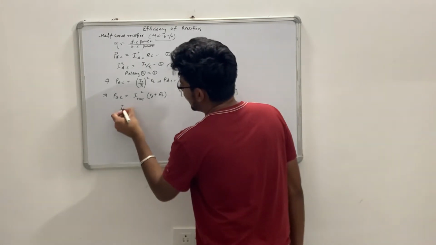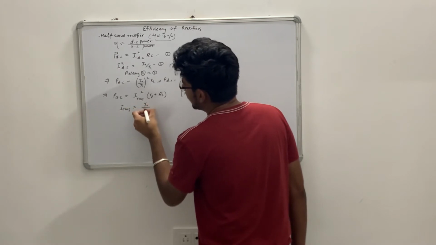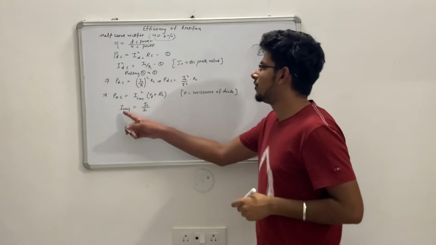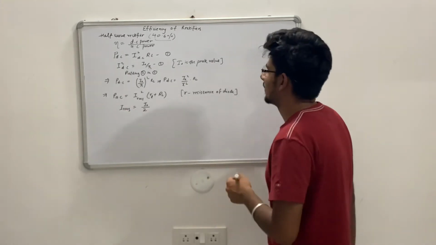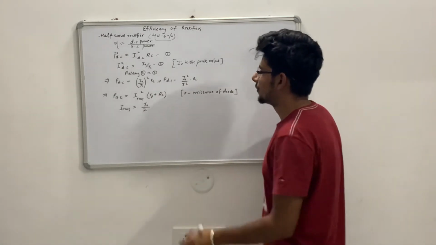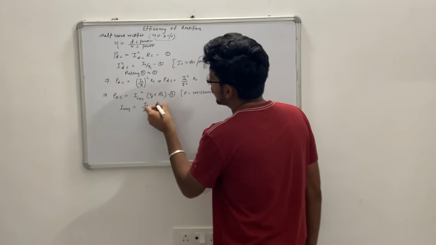So again IRMS can be written as I naught divided by 2. So this is the value of IRMS. Here again I naught is the peak value. So this is our equation number 3 and this is equation number 4.